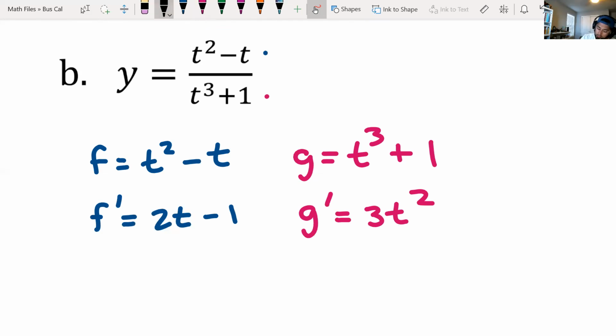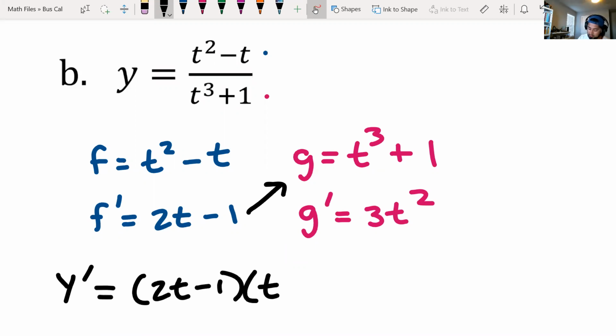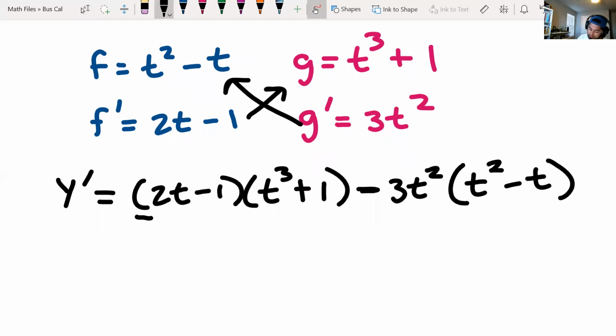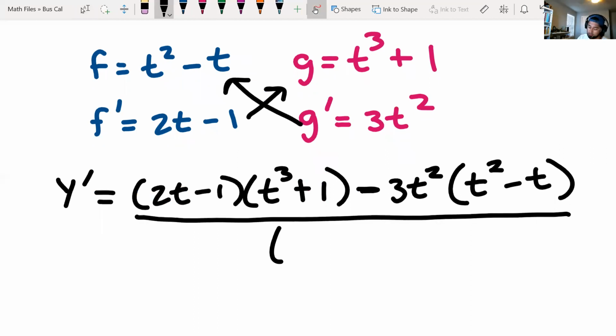Taking the derivative of y, so we'll start with the notation y prime, and let's go ahead and follow the quotient rule. F prime g, 2t minus 1 times t cubed plus 1, minus g prime f, 3t squared times t squared minus t. And you put this all over the original denominator squared. So again, calculus is done, derivatives done, quotient rule done. Now we just have to clean up algebraically.